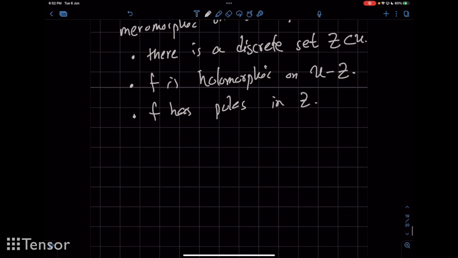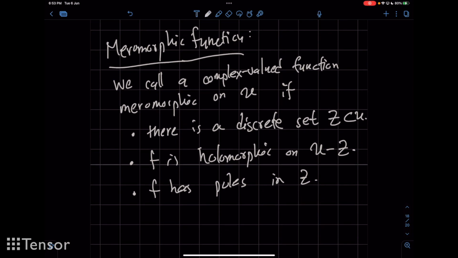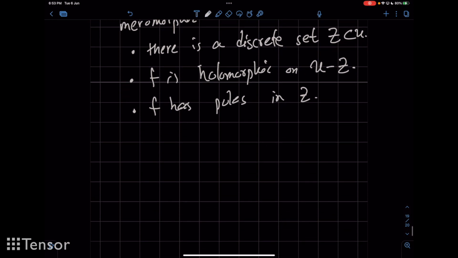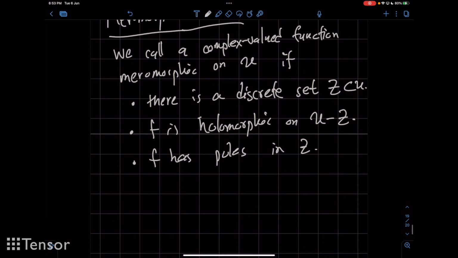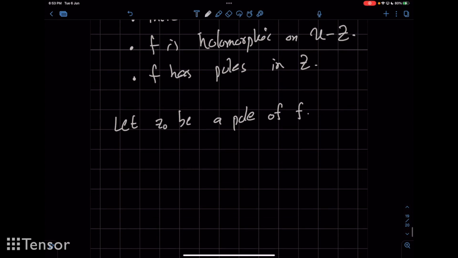All right, now we are going to analyze the poles of a meromorphic function. So let's say we have a meromorphic function f on an open set U, and let z naught be a pole of f. Then f admits some sort of a power series around z naught. That is not quite a power series. That's called a Laurent series.